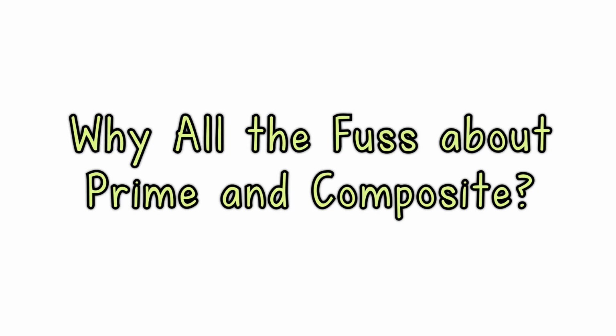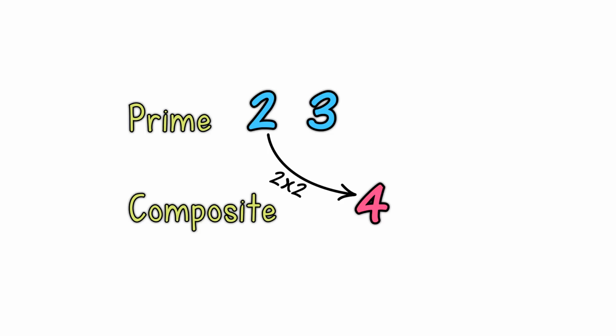Why all the fuss about prime and composite? Because we can break apart composite numbers into prime number factors, it is like the prime numbers are the basic building blocks of all numbers, and the composite numbers are made up of prime numbers multiplied together. Here you can see it in action. 2 is prime, 3 is prime, 4 is composite, 2 times 2, 5 is prime, and so on.